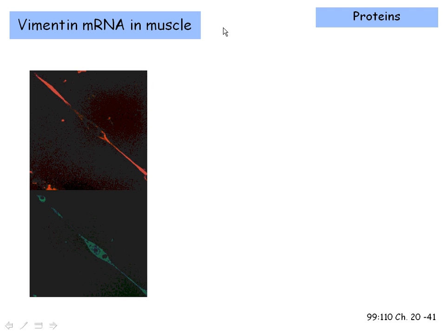If we look at vimentin protein, now vimentin is again the intermediate filament protein, and the top panel here is showing the protein staining. The bottom panel is showing the RNA staining. And so the bulk of the RNA is near the cell body, and the bulk of the protein is at a distance from it. But most of the protein, of course, is hours to days away from having been synthesized.